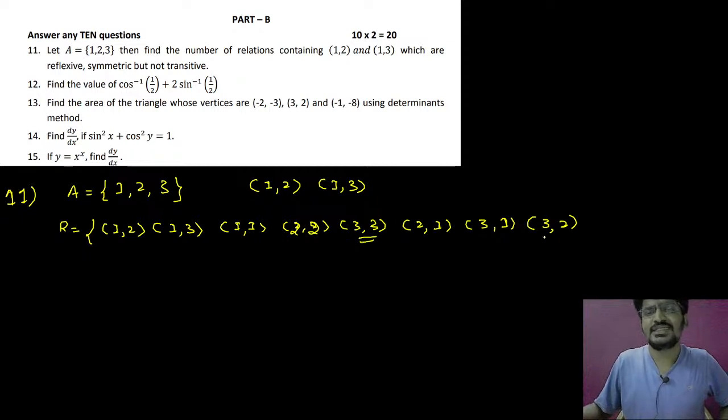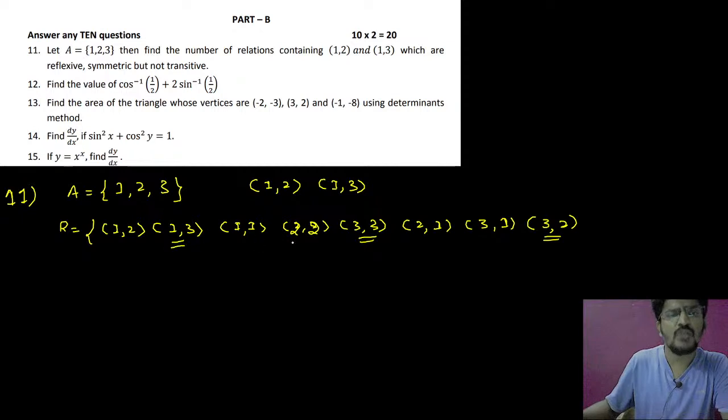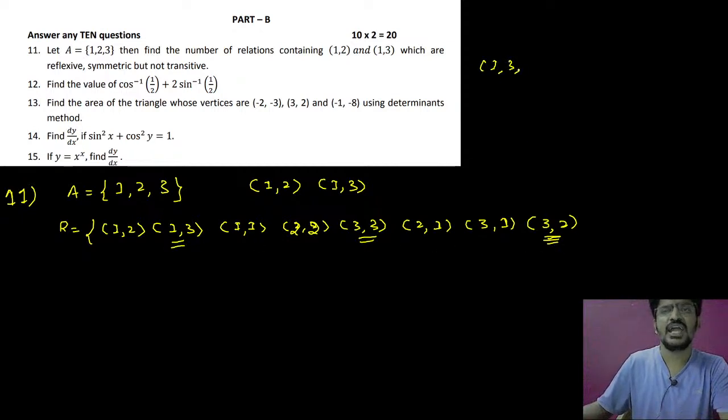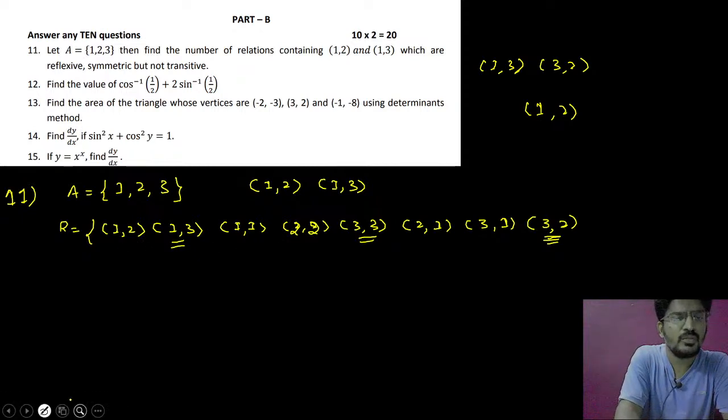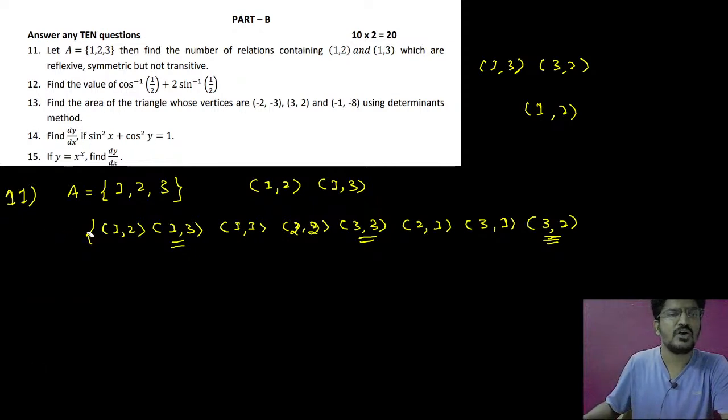(3, 3), (3, 2), so (3, 2) should be present. No problem. In the same way, you just see here (1, 3), (3, 2). If (1, 3) and (3, 2) are present, then (1, 2) must be present. So (1, 2) is already there. So therefore it is going to be transitive. Give me one minute, because these types of problems are a little bit tricky. I will solve it.